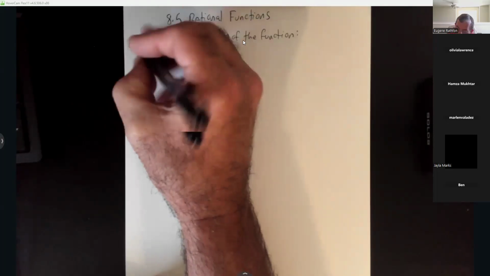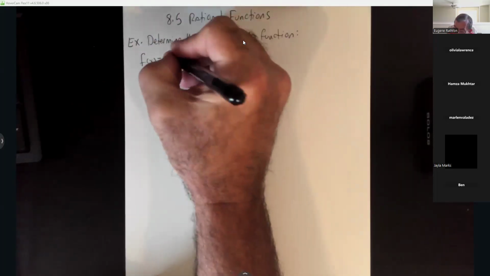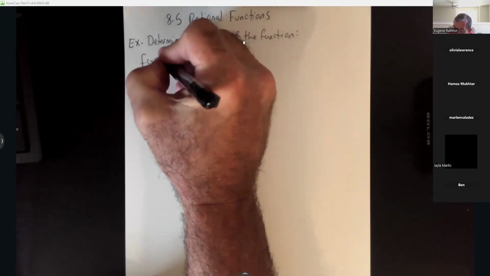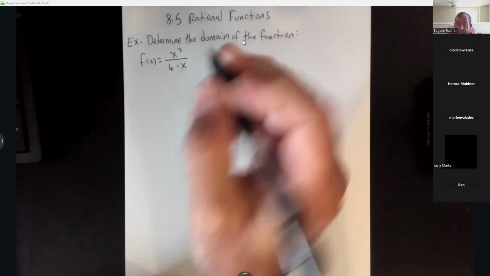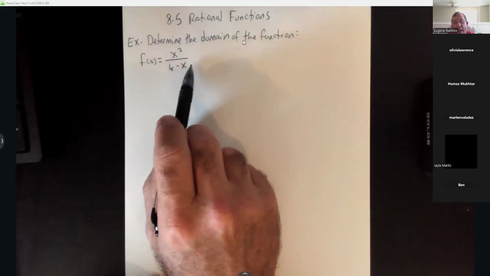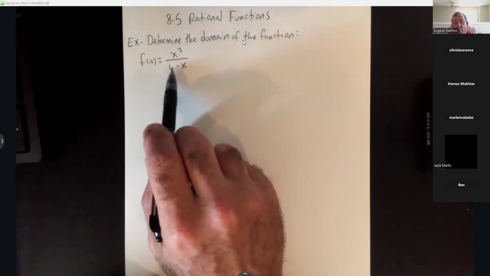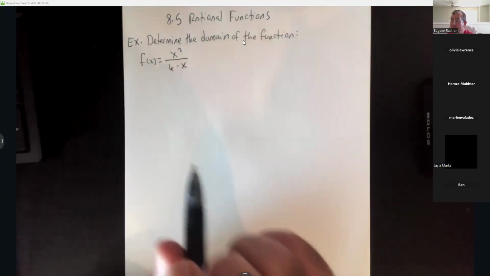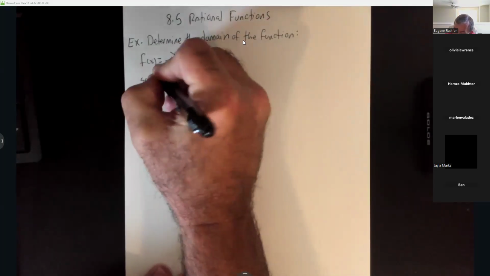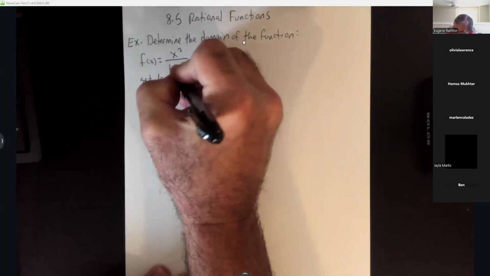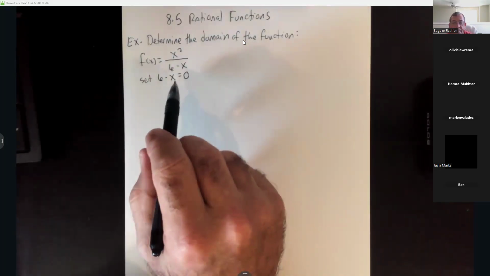So for my first one, they're giving me f of x equals x squared over 6 minus x. So remember, the domain, all I'm worried about is the denominator of a fraction. And we said that the bottom of this fraction could not equal 0. So to solve it, we actually set it equal to 0 and try to find the value of x, okay?